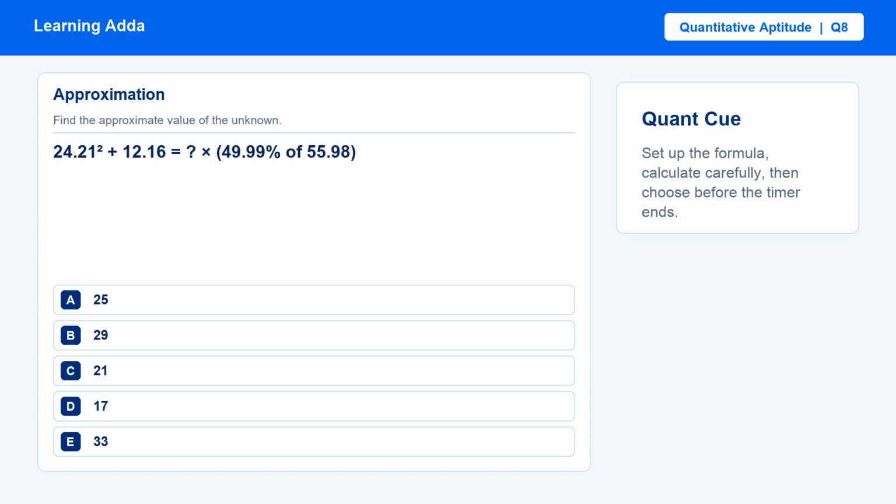Question 8. 24.21 squared plus 12.16 is equal to ? multiplied by 49.99% of 55.98. Option A 25. Option B 29. Option C 21. Option D 17. Option E 33. The timer starts now.